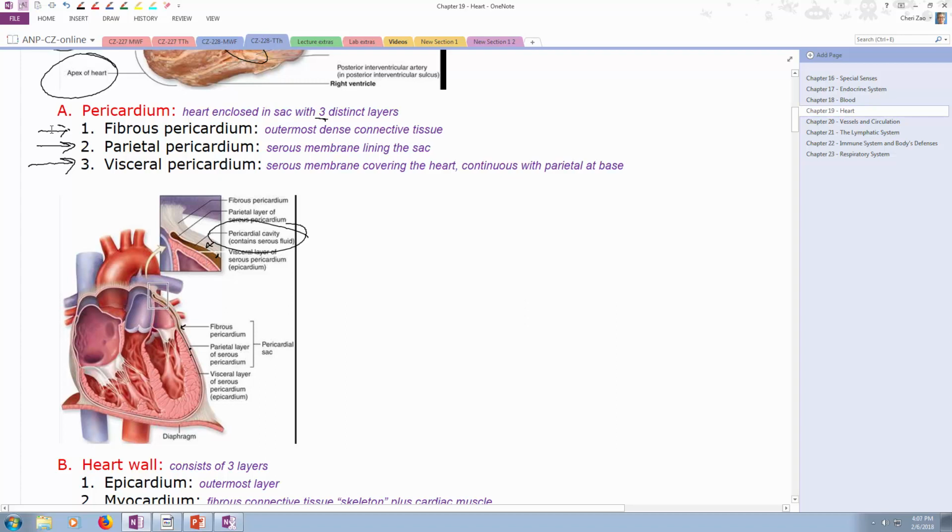Because we don't want to have the heart, which is actively beating, to actually rub up against the inner surface of that sac and stick. And so we have that nice serous fluid in that pericardial cavity. So let's put a few notes about the pericardial cavity.